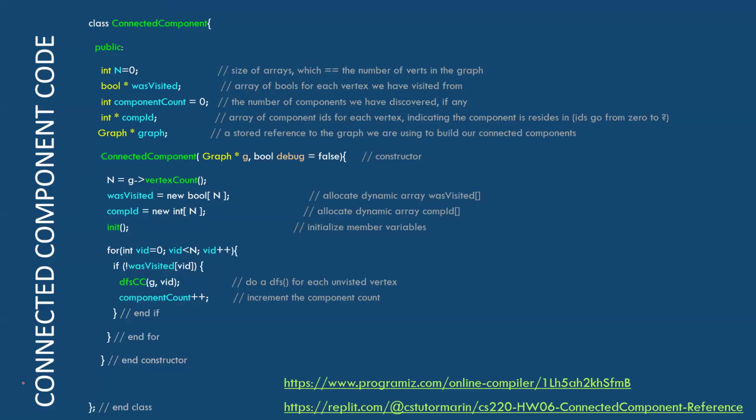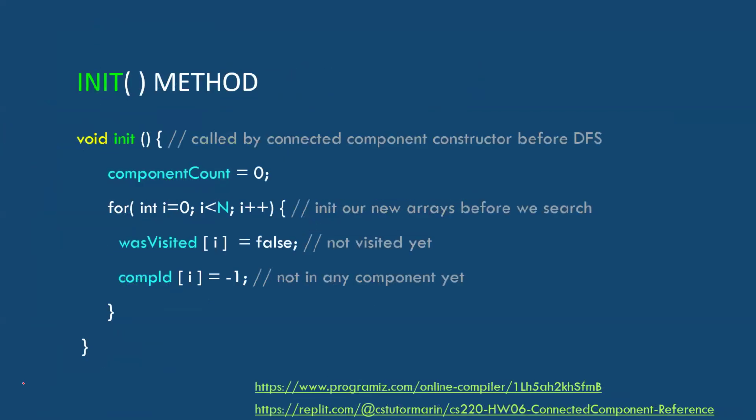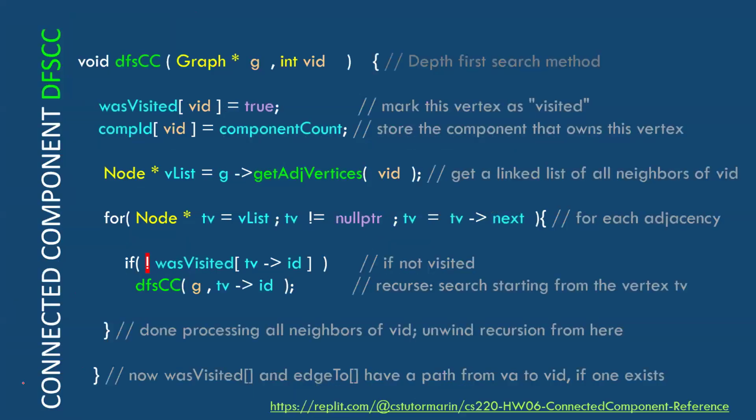So that's our DFSCC in our connected component class. Let's zoom in on the code for this. There's my init, which is nothing special; it's just me going through and marking these arrays with initial values. Here's our DFSCC. Notice the similarity to what we did last time. We come in, we mark it as visited, and we put it in a particular island. This is our component count. It's currently 0, so this goes into island 0.